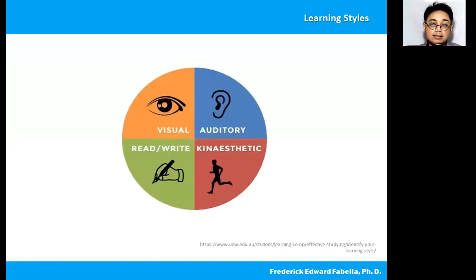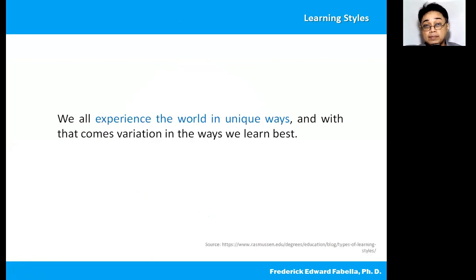So look at the diagram here. This diagram details to us the four different kinds of learning styles. They are the visual, the auditory, the read-write, and the kinesthetic. So let's discuss them one by one. Okay? So, what is the premise of these different learning styles?